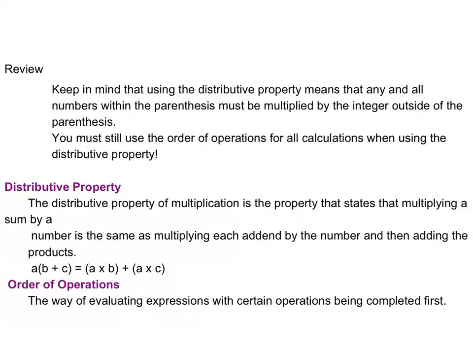Just some review. Keep in mind that using the distributive property means that any and all numbers within the parentheses must be multiplied by the integer on the outside. You must still use the order of operations for all calculations when using the distributive property. Remember, the distributive property of multiplication states that multiplying a sum by a number is the same as multiplying each number by the outside number and then adding their products. So a times the sum of b plus c is a times b plus a times c.